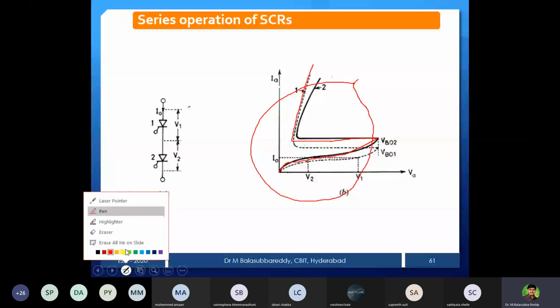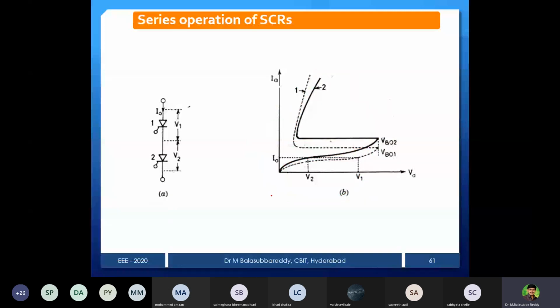Now, if I connect two SCRs in series and draw the VI characteristics, you can see that I0 is the leakage current passing through, because both are in the off state. When the device is in the off state, only junction J2 is reverse biased, and the rest of the junctions are forward biased. That's why a small leakage current passes through. That current I make it I0.